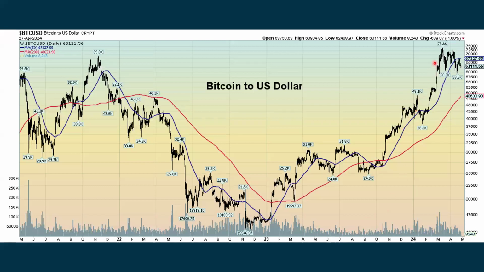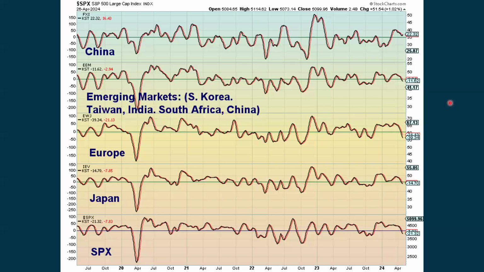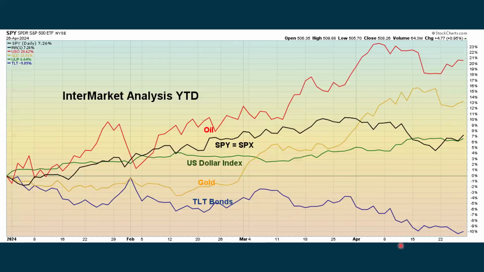Bitcoin, which topped out at about 73,800, has been under some pressure, dropping below its 50-day moving average, but it's still in a longer-term uptrend. Then we look at international markets using a different type of oscillator called a KST, which takes longer to move. We're actually seeing a little bit of an improvement, and it's turning up in China. We're still declining in the emerging markets, declining in Europe, declining in Japan, and still declining in the US.